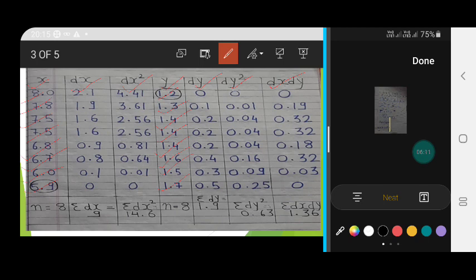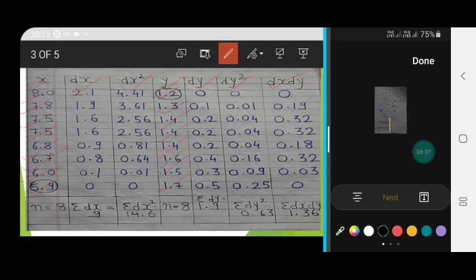So what's the formula? x minus assumed mean. What's the value of the first item? It's 8.0, meaning 8. What's the value of the assumed mean? 5.9. For calculating dx, we just have to subtract. That is 8 minus 5.9, so we are going to get 2.1 in dx.